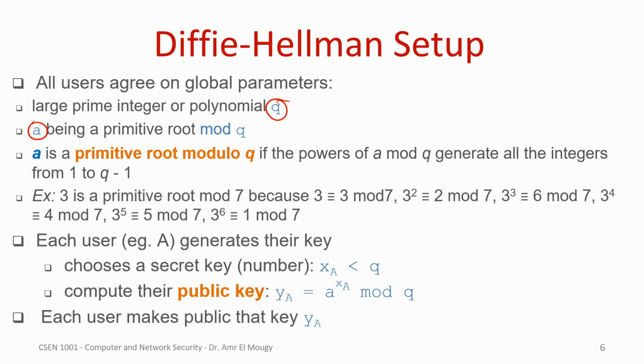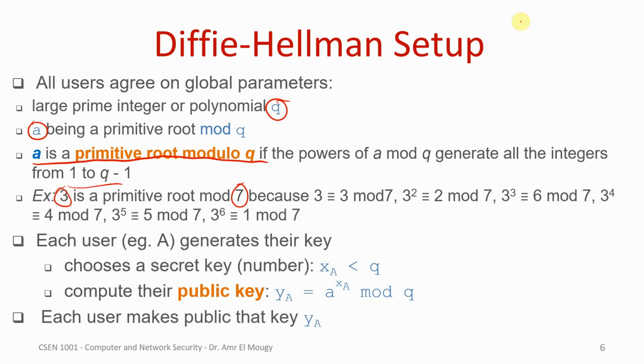There is, however, one requirement in Diffie-Hellman: A has to be a primitive root modulo Q. If a number is a primitive root of a prime number, that means that this number can generate all the integers from 1 to Q minus 1. So let's take as an example the prime number 7. The number 3 is a primitive root mod 7.